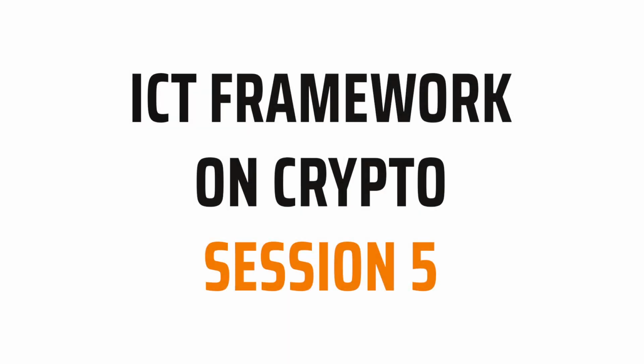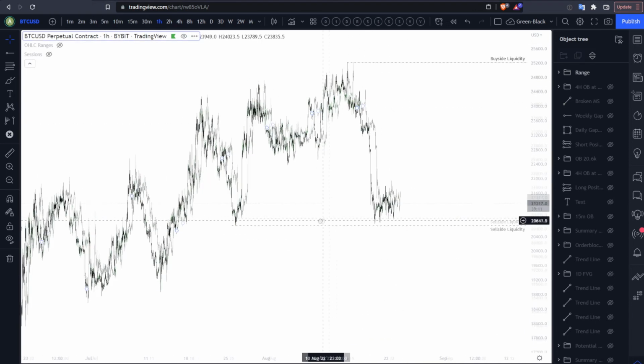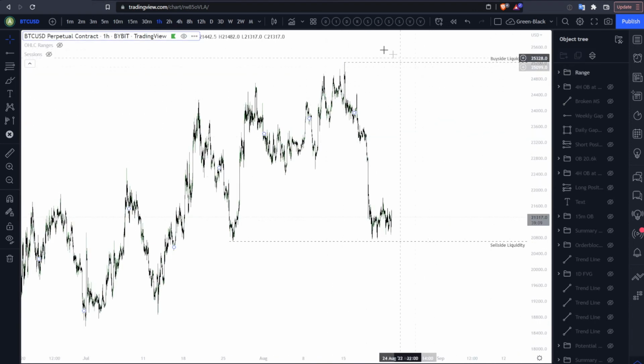I'm studying the ICT framework on the crypto market and you are watching my fifth recorded session. So we are on an hourly chart on BTC and we have quite a big range between buy side liquidity at the top here and sell side liquidity below this low.